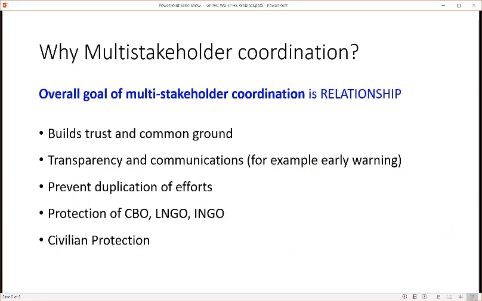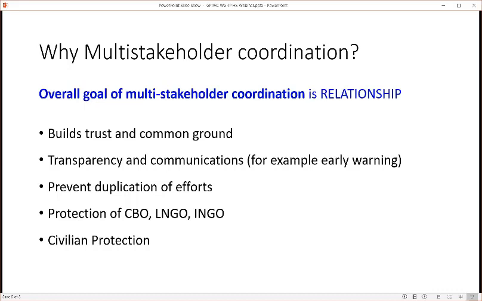So why do we do this multi-stakeholder process? The overall goal of this, of course, is relationship. Because these sectors, whether it's the state security approach or the human security approach, often do not have any forum for conversation. And so relationship between these elements of security is a key goal for the coordination of multi-stakeholder processes. And of course, building trust, building common ground, building the connections it takes for communication.